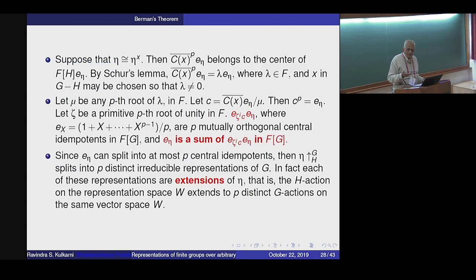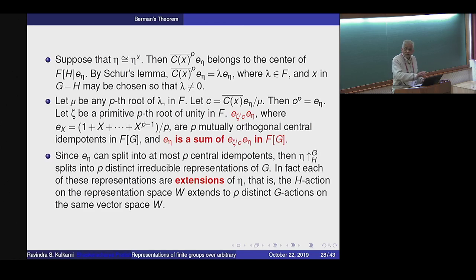Now, there are two cases: whether eta is equivalent to eta conjugated by X or not. So, if it is not, then the direct sum is an irreducible representation of G. But now the crucial case is when eta is equivalent to eta sup X.